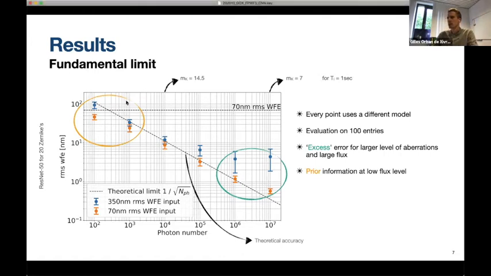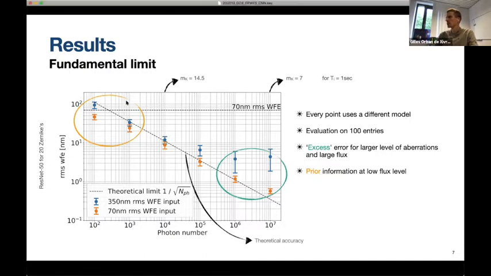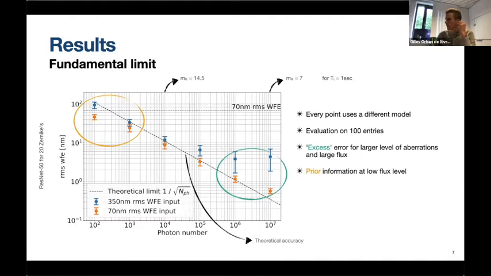The first thing you can see is that in a large flux range, we are able to reach this theoretical limit I just mentioned, and only at the extremes do we see a departure from that limit. On the right side, when you have a large level of aberration and a large flux, we reach a plateau here that we believe is due to the size of our training set.